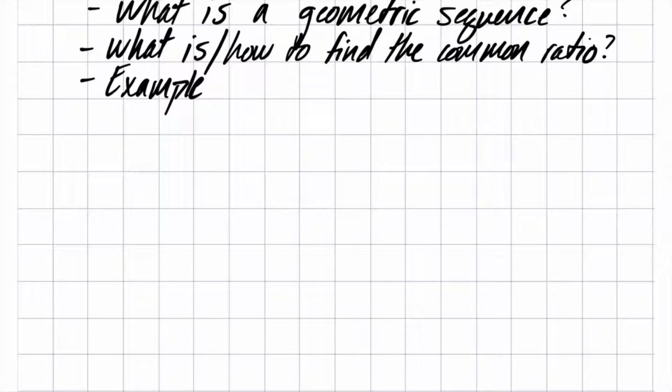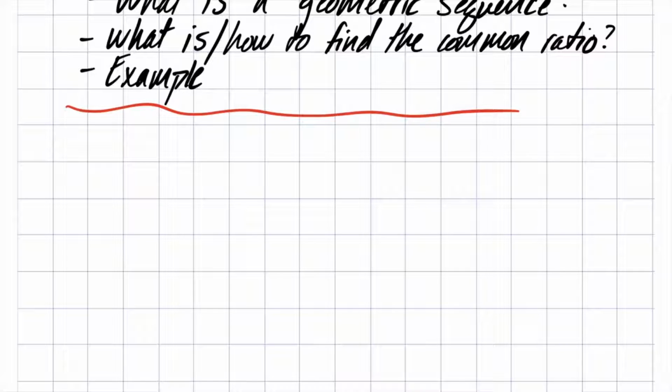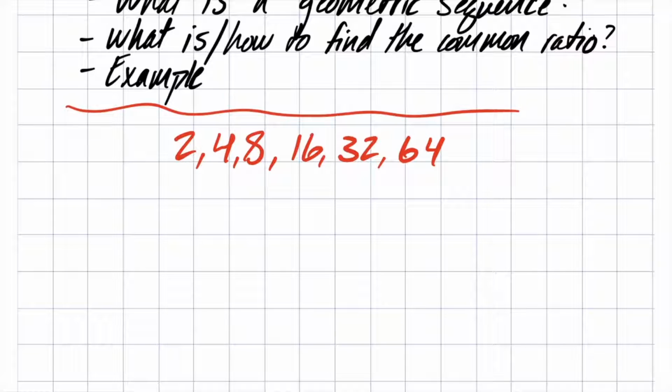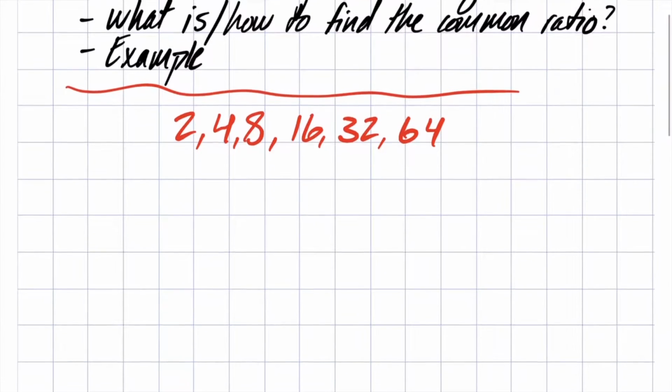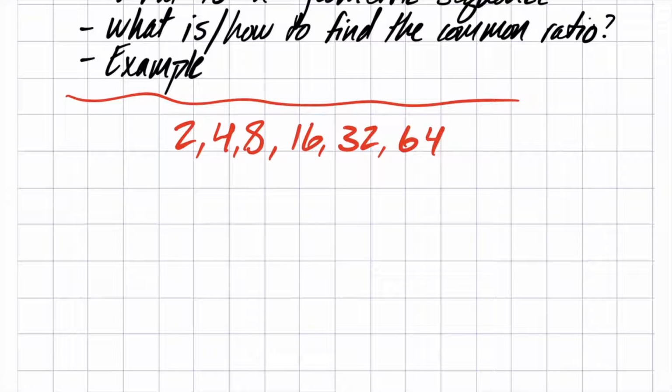What is a geometric sequence? Okay. So I'm just going to give you a simple example. 2, 4, 8, 16. This is a geometric sequence. Now just by looking at it, you're going to say, well, it's just numbers, right? And yeah, it is just numbers, but it's a sequence of numbers that has a specific pattern to it.